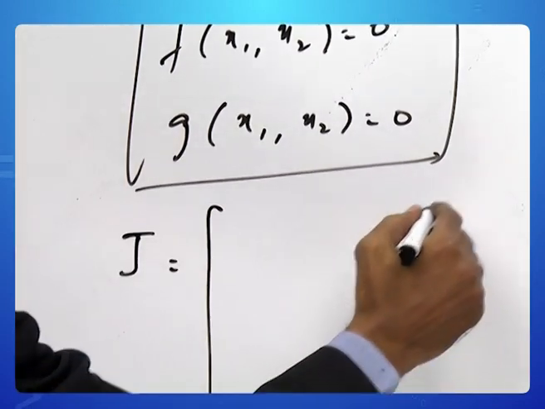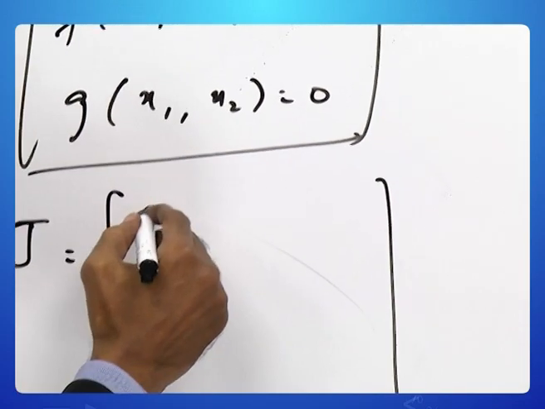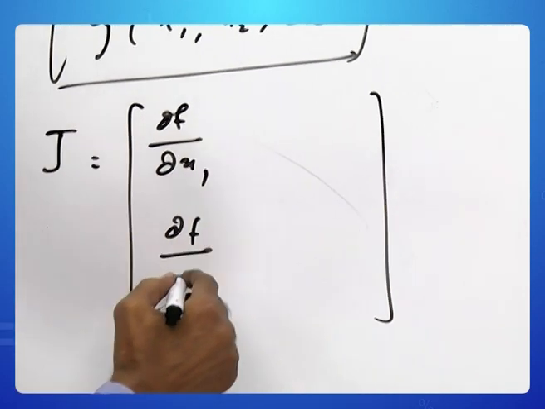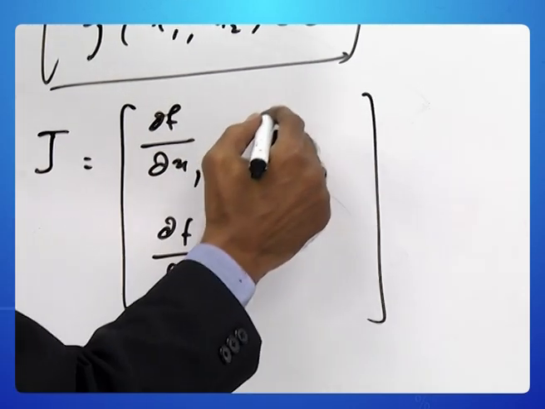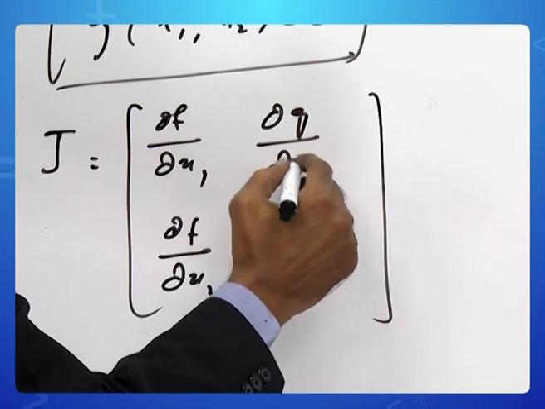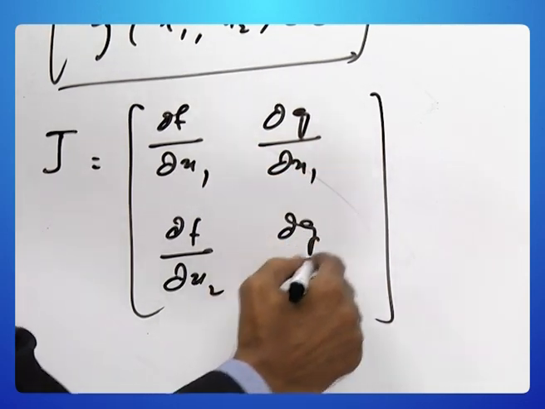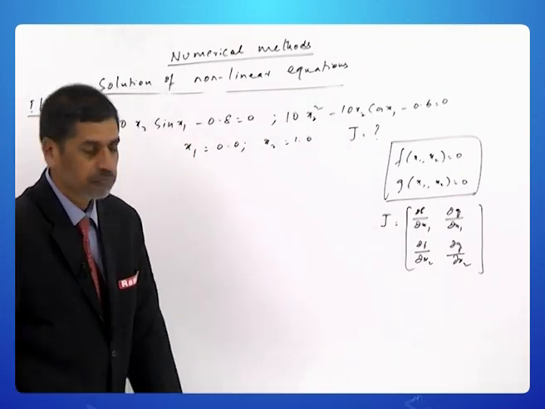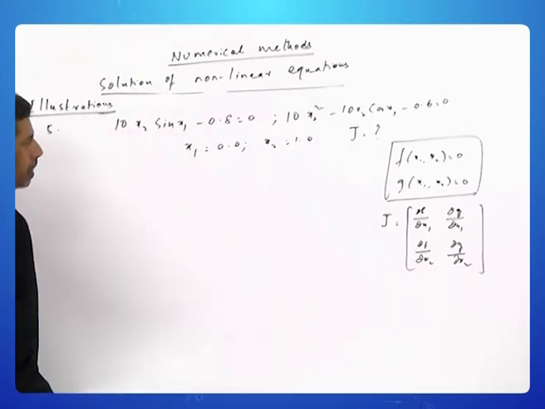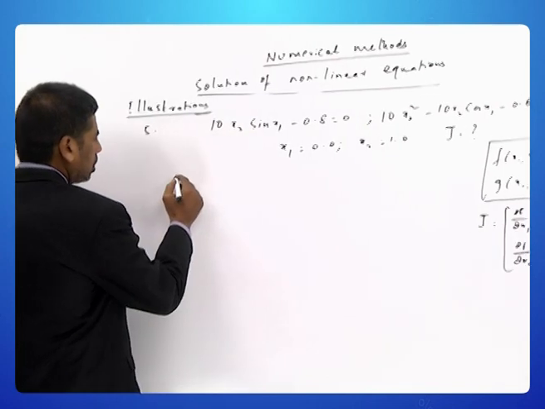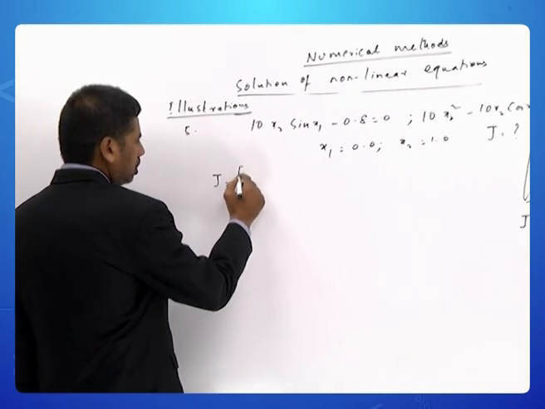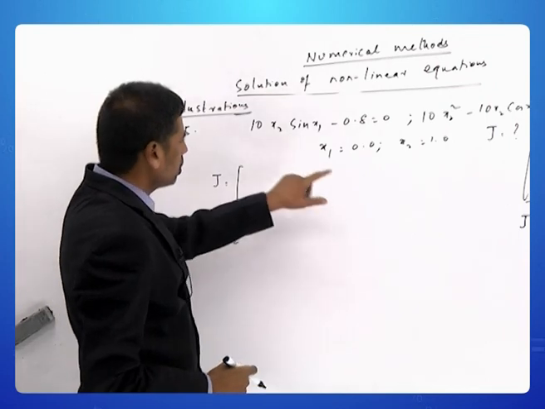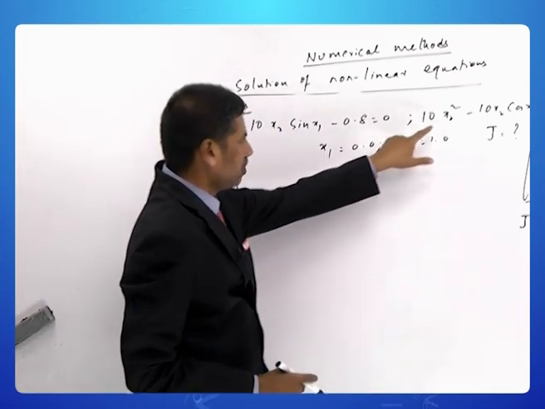The Jacobian matrix is given by ∂f/∂x1, ∂f/∂x2 in the first column, ∂g/∂x1, ∂g/∂x2 in the second column. Of course, you can also write the transpose of this. Now, let us find ∂f/∂x1. This is the first function, this is the second function.